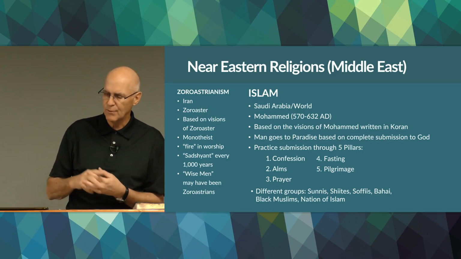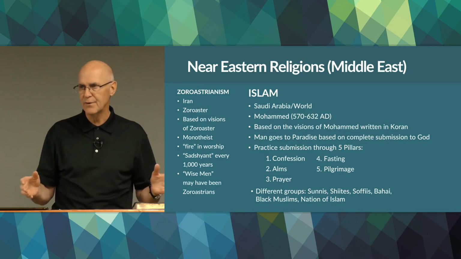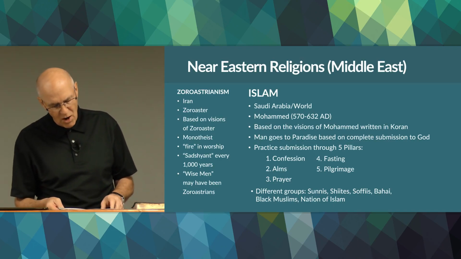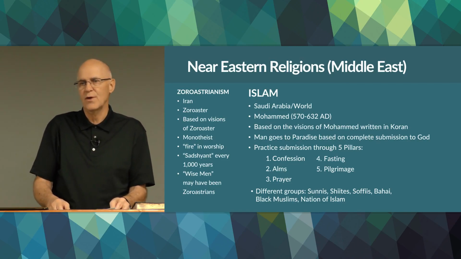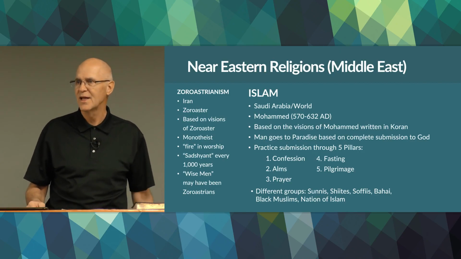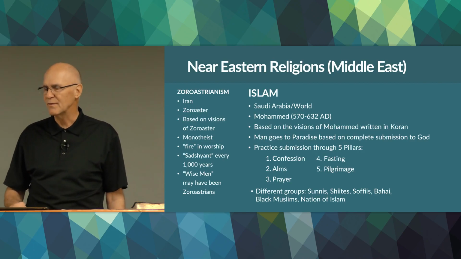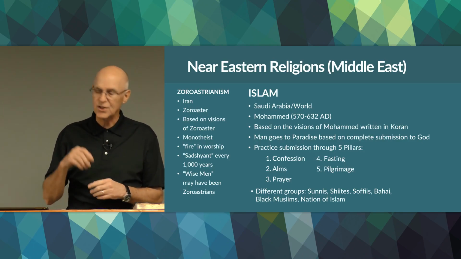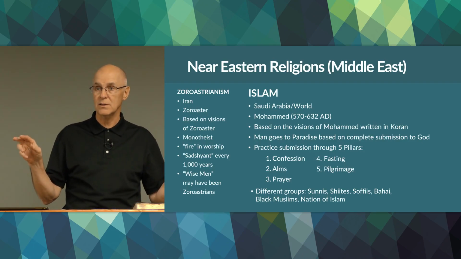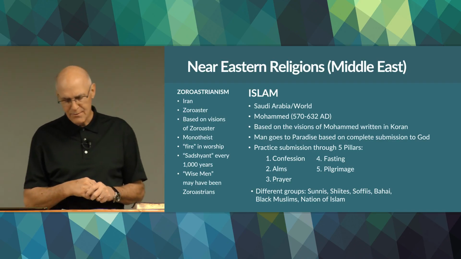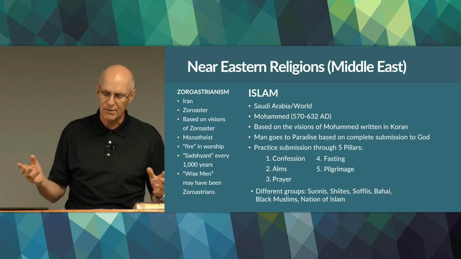Originally, this religion was spread through military means. Different groups within Islam often are in conflict with each other. Well, I mean, the news is, we've had nothing but that in the last decade, haven't we? But there are many groups within Islam: the Sunnis, the Shiites, the Sufis, they're like the Pentecostals, the Baha'i, the Black Muslim, the Nation of Islam.